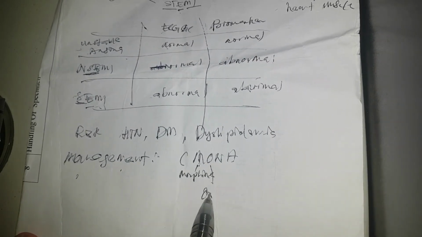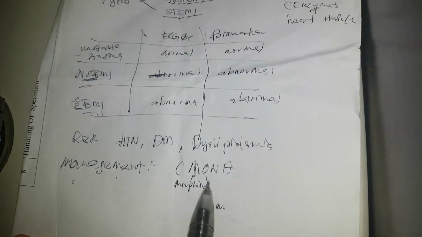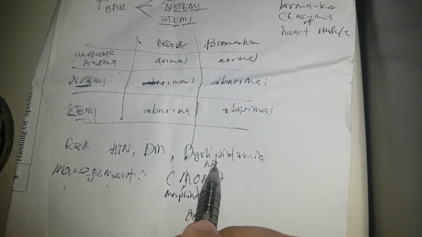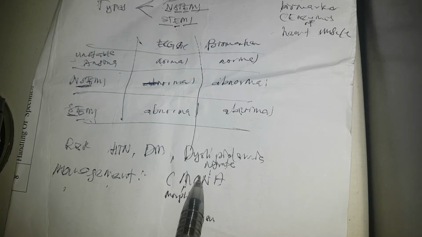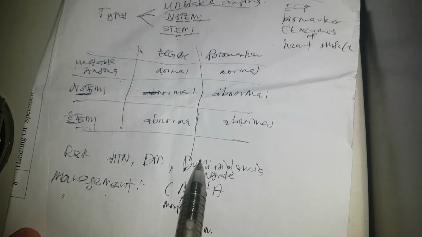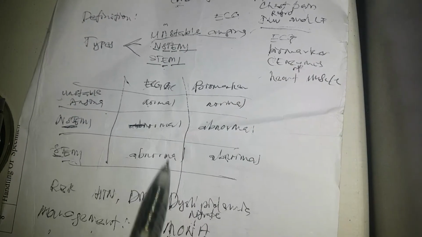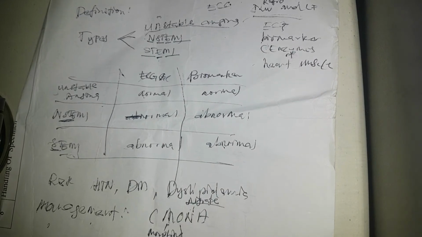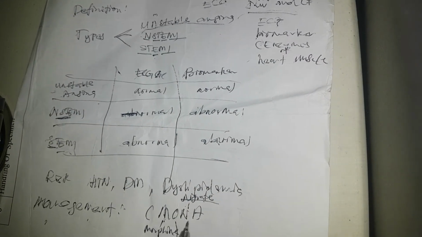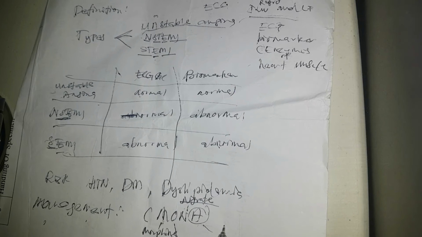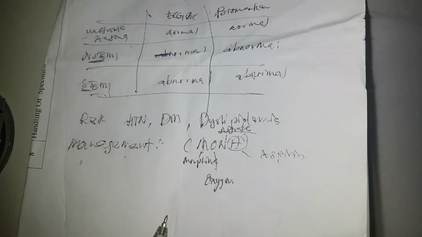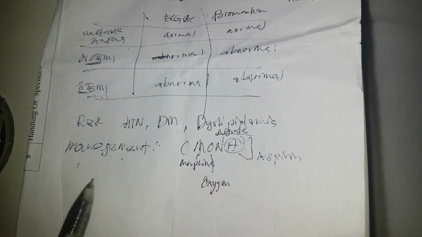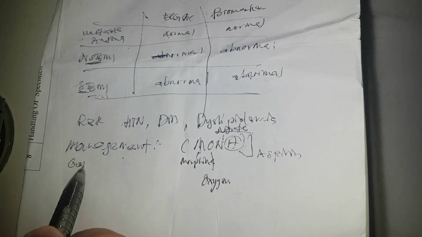O for oxygen. N for nitrate. Nitrate is used for vasodilatation because there is a blockage in the blood flow, so we use nitrate to allow the blood to flow. A is aspirin, an antiplatelet. Okay, we use this one. Management, general measure.